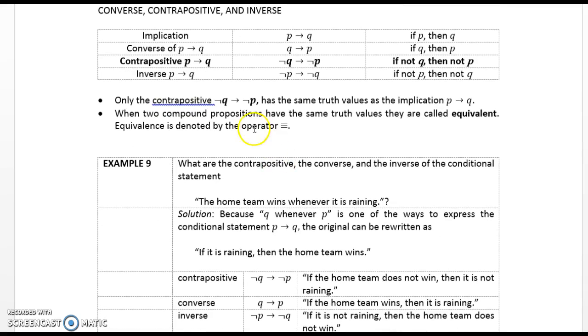Only the contrapositive, not Q implies not P, has the same truth values as the implication P implies Q. When two compound propositions have the same truth values, they are called equivalent. Equivalence is noted by the triple equals operator.